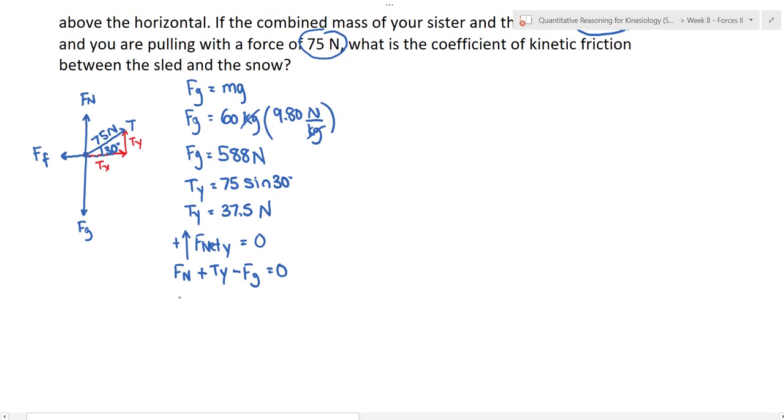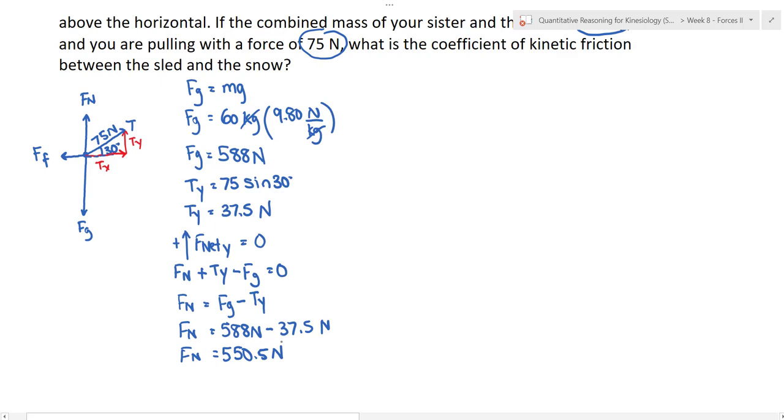So let's solve for normal force. We'll bring the Fg to the other side, making it positive, and the Ty to the other side, making it negative. And we're left with the normal force equaling Fg, which we already found was 588 newtons, minus Ty, which was 37.5 newtons. So I'm going to type that on my calculator, 588 minus 37.5, and I get 550.5 newtons.